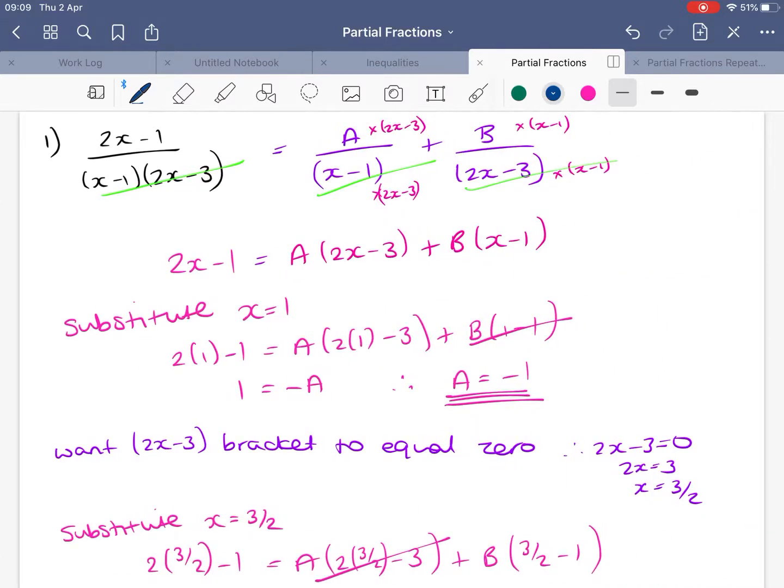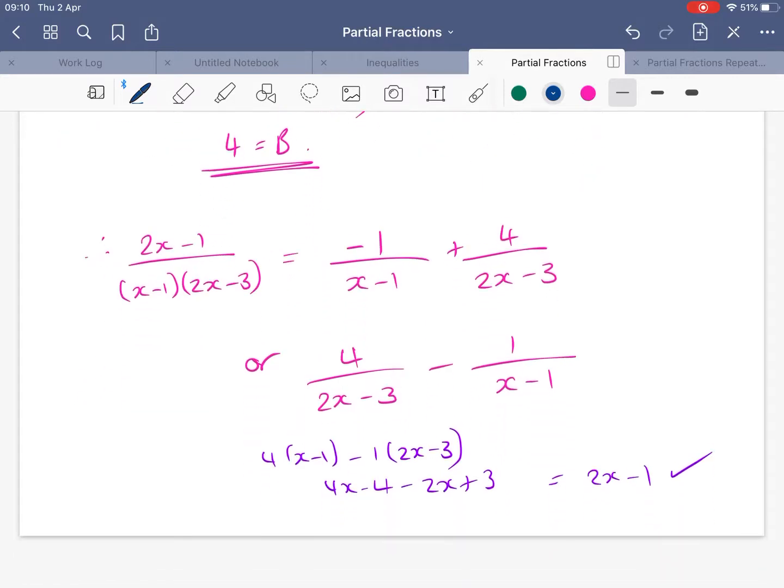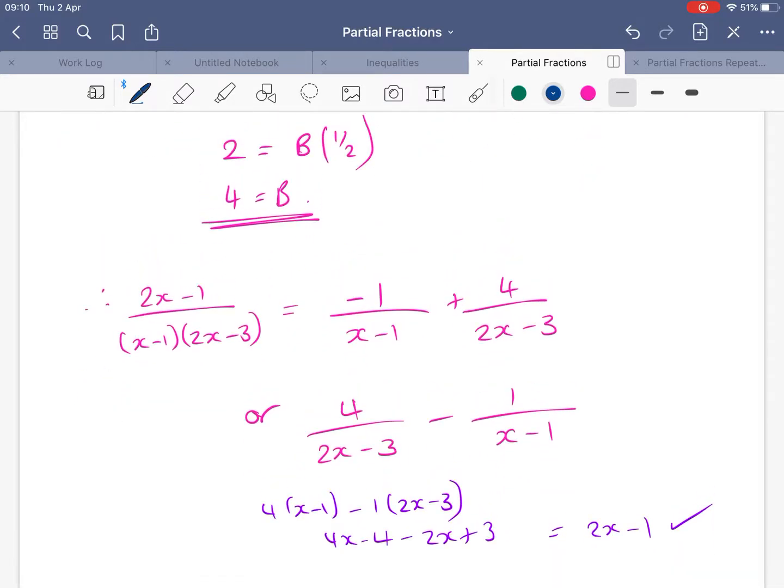Okay, so number 1, fairly straightforward. You should have got that a was -1. For the second substitution, you want to make that 2x minus 3 equal to 0. So your second substitution needed to be x is 3 over 2. If you did that, you got b was equal to 4. So you ended up with 2x minus 1 over x minus 1 times 2x minus 3 is -1 over x minus 1 plus 4 over 2x minus 3. Or you could have written those the other way round and done it like that.